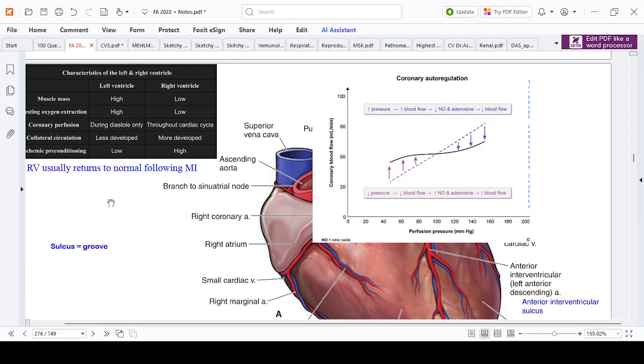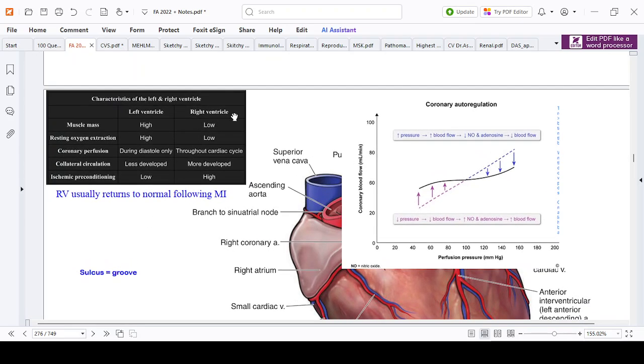Other than that, this chart is very important: the characteristics of the left and right ventricle. Remember, the mass of the left ventricle is high. The resting oxygen extraction of the left ventricle is high. Whenever you increase the muscle mass, you are increasing the oxygen extraction; the more oxygen is required. The blood flow to the left ventricle is more during diastole, and it occurs only in diastole.